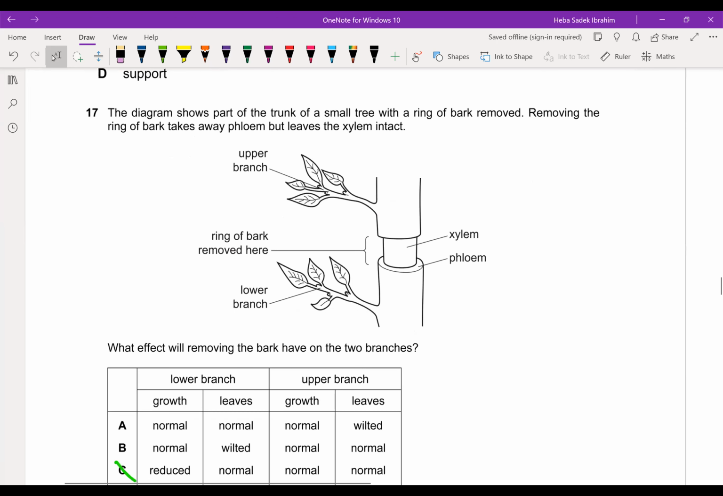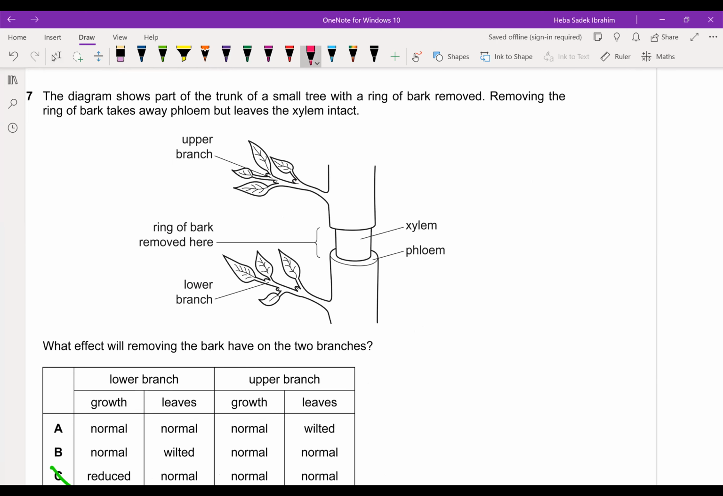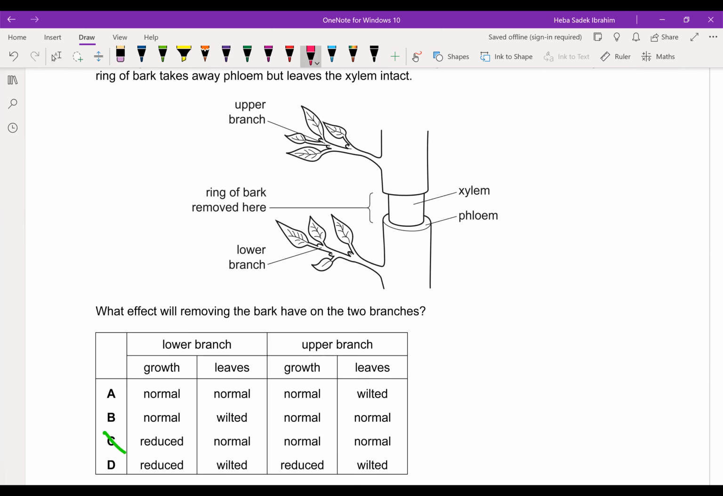طيب وبعدين جه هنا قال لك والله ده احنا أخدنا عملنا نفس اللي احنا عملناه من شوية. We've cut through the bark of a tree. فاحنا هنا وقفنا الفلوم. طب ايه اللي هيحصل؟ What effect will removing the bark have on the two branches? هو الحقيقة الupper branch مش هتتأثر. ليه؟ لأن الupper branch جاي محتاجة water and minerals فالwater and minerals طالعة لها عادي. البرانش اللي تحت هو اللي هيتأثر.